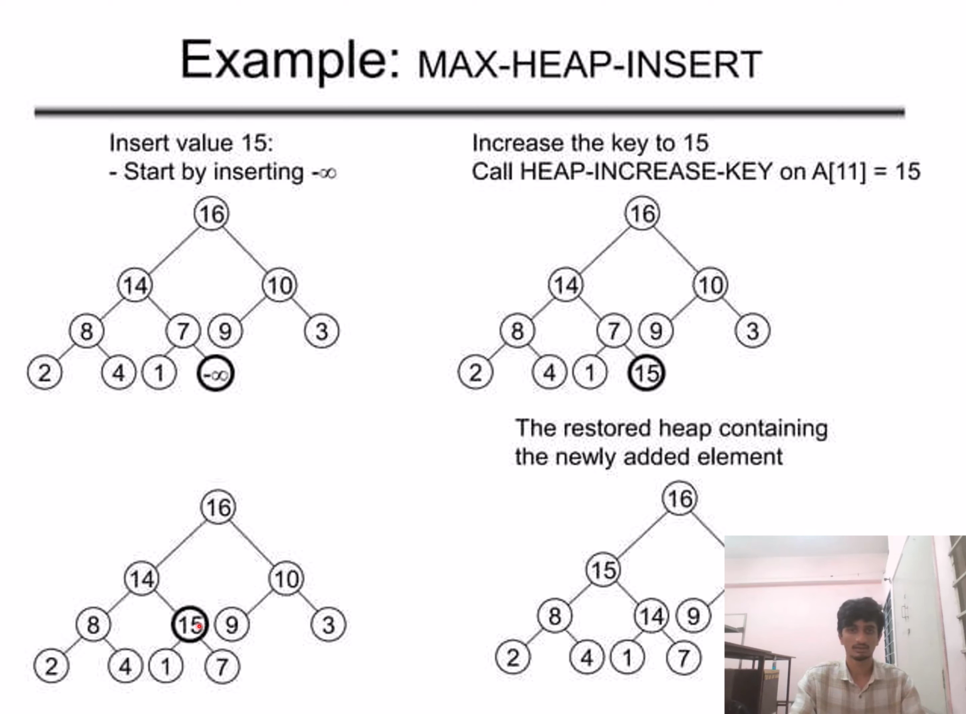heapified, like 7 is coming down and 15 is going up. And here also 14 and 15, 14 is lesser than 15. And again 14 and 15 are heapified. 15 comes up and 14 goes down and the heap is satisfied: 16, 15, 14, 8 and 2, 1.